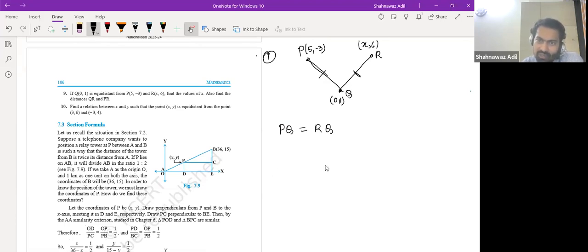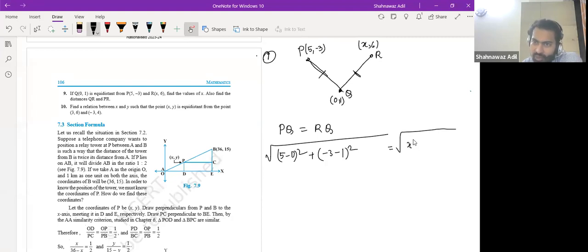So we have to put the distance formula. So distance formula is what? Root of this is what? So 5 minus 0 whole square, plus minus 3 minus 1 whole square. And then what do we have? Root of x minus 0 whole square and then 6 minus 1 whole square. So this is 5 square and this is 4 square, and this is x square plus 5 square. We have root on both sides, so we square both the sides.